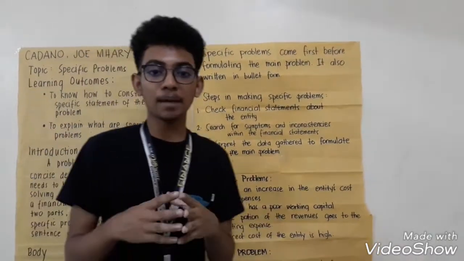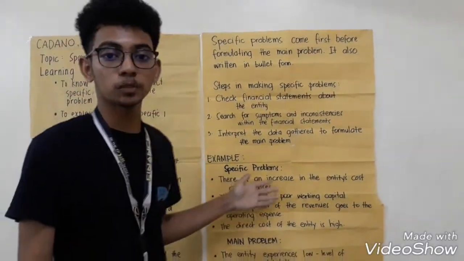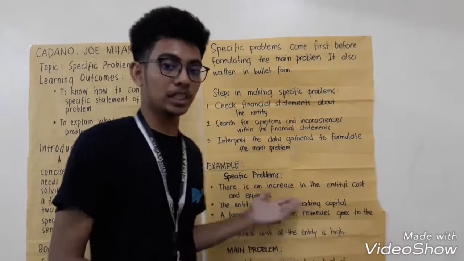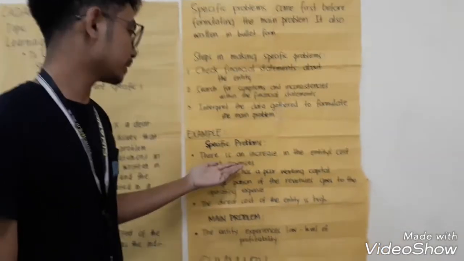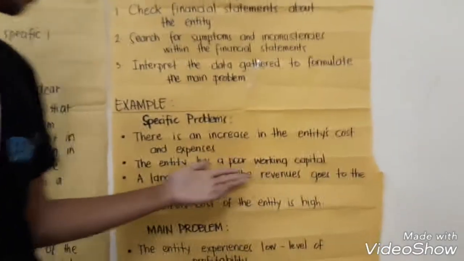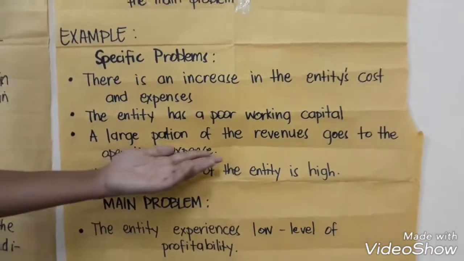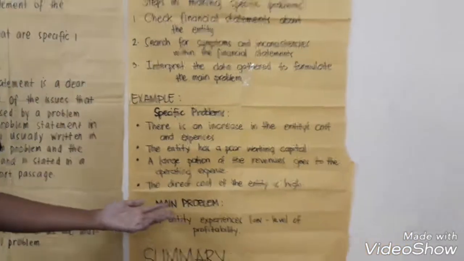I have here an example from Baxtec Philippines Incorporated. So I have here the specific problems from their entity. The first one is that there is an increase in the entity's cost and expenses. The entity has a poor working capital. A large portion of the revenues goes to the operating expense, and the direct cost of the entity is high.